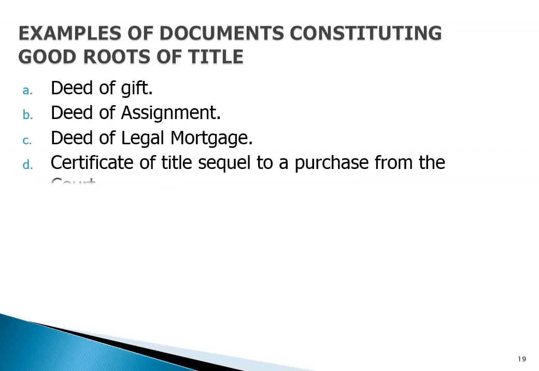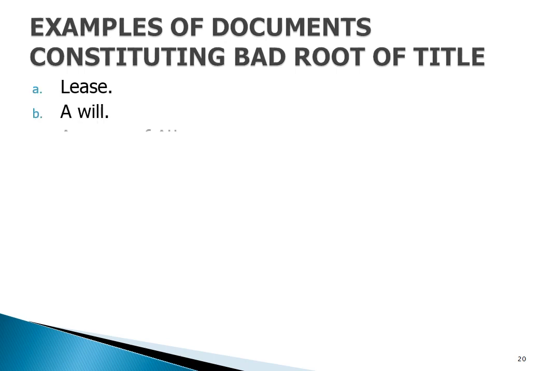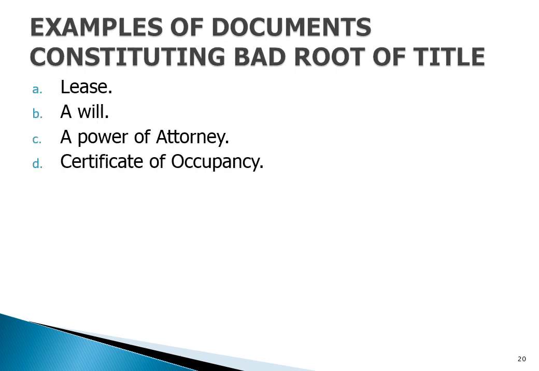Examples of documents constituting a good root of title are A. Deed of gift, B. Deed of assignment, C. Deed of legal mortgage, D. Certificate of title sequel to a purchase from the court, and E. Registered titles. Examples of documents constituting a bad root of title are A. Lease, B. A will, C. A power of attorney, and D. Certificate of occupancy.